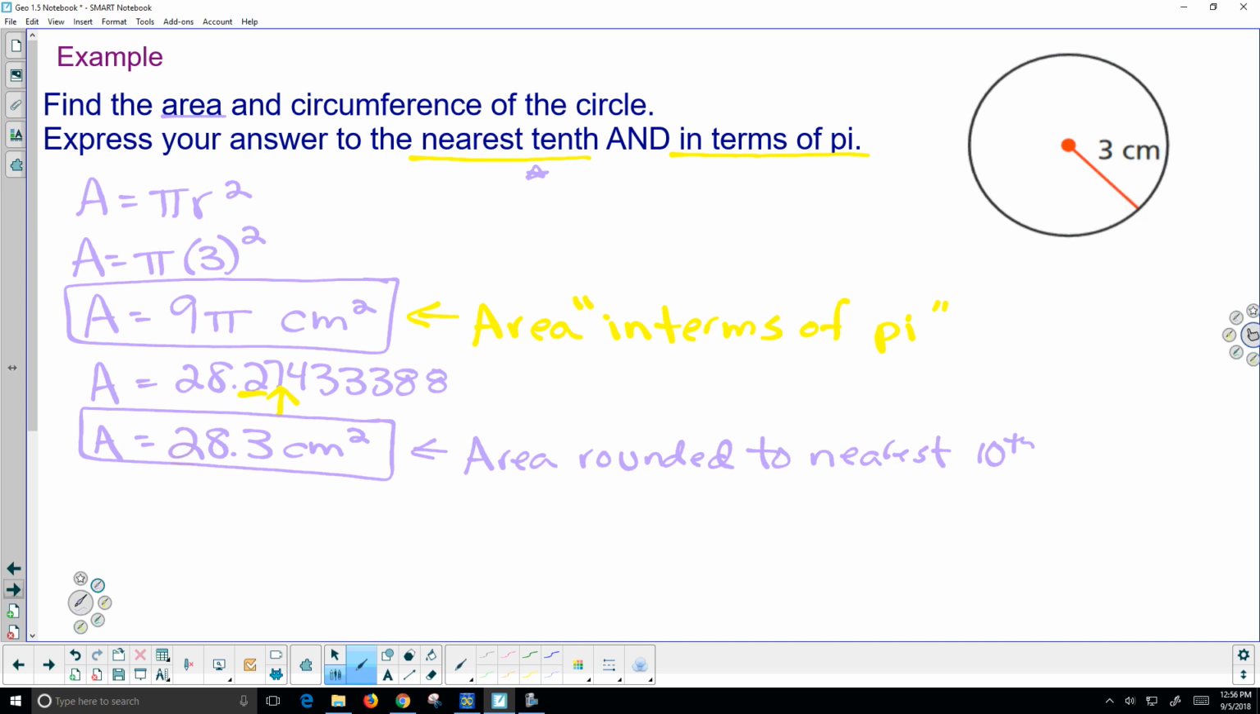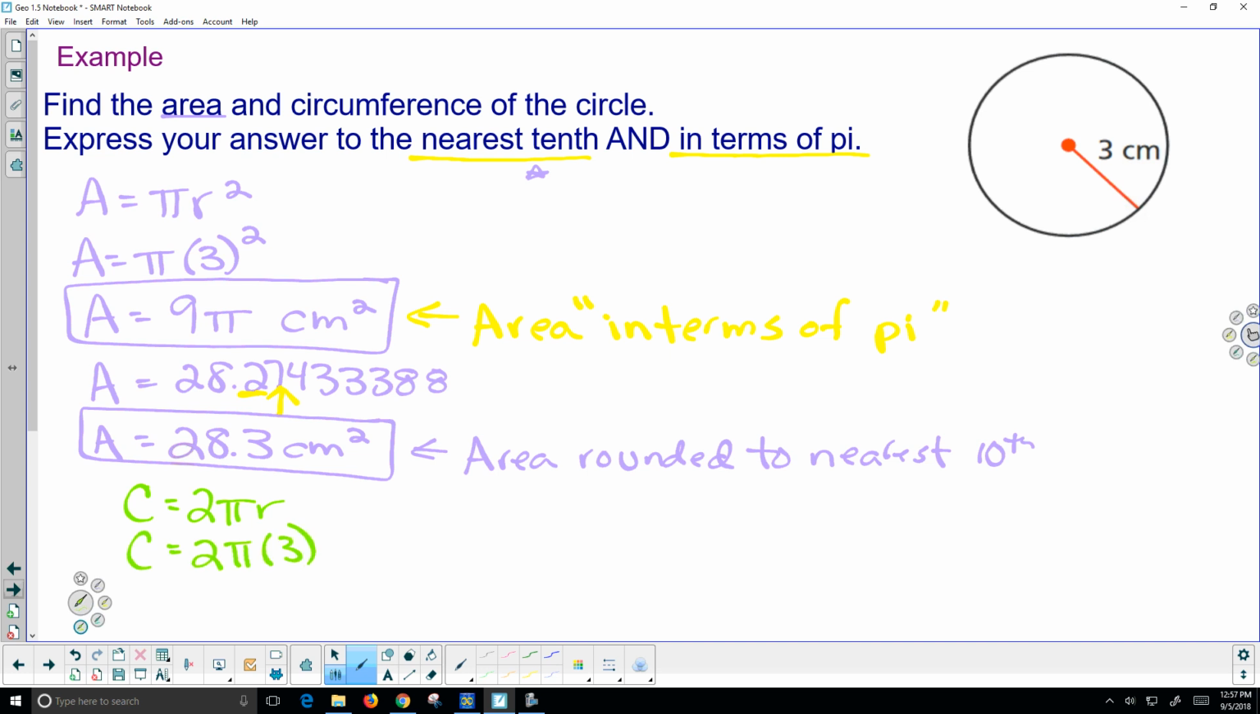Fantastic. We're halfway done. We have to do the perimeter, not the perimeter, the circumference, sorry. So the circumference of my circle is 2 pi r. Now we could do pi times the diameter, but my question doesn't have a diameter. My diagram doesn't have a diameter. So I'm going to use this one.